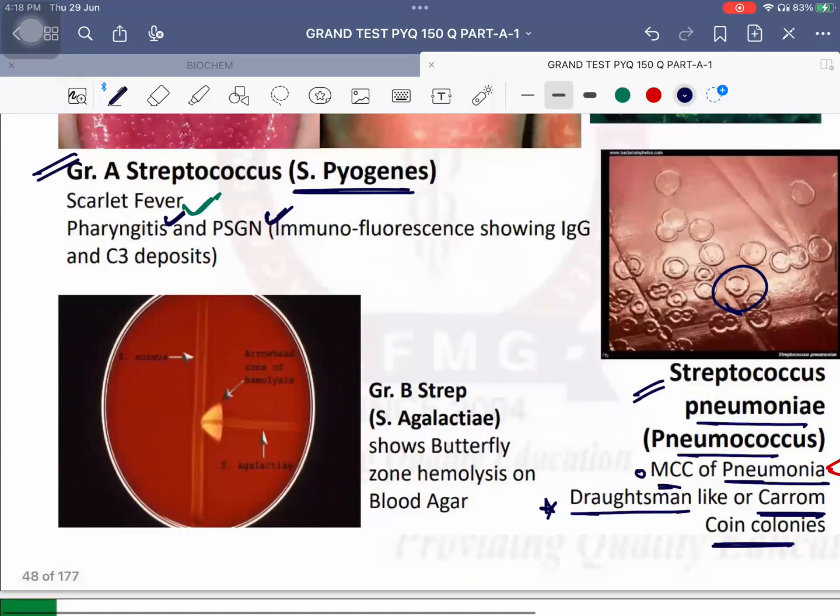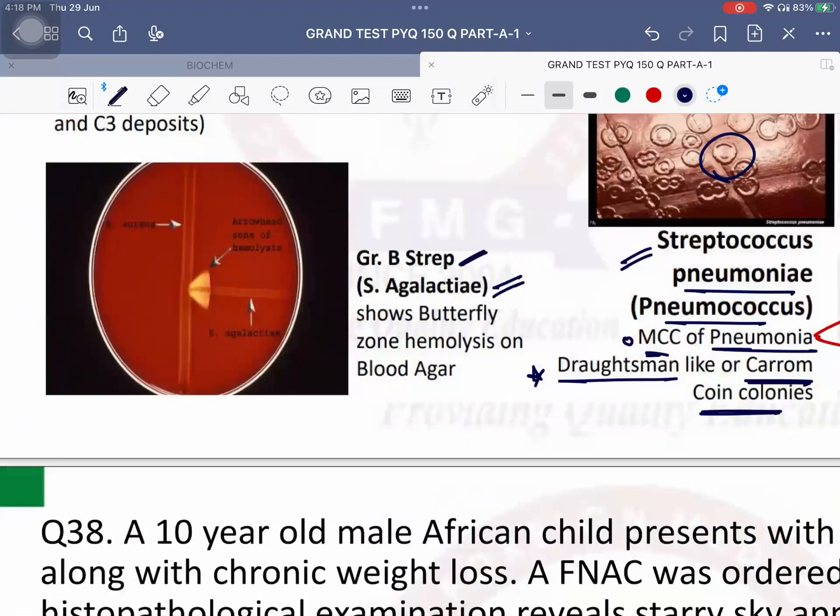Okay, please remember. Group B Streptococcus is known as Streptococcus agalactiae. Important is Streptococcus agalactiae or Group B Streptococcus is the most common cause of neonatal meningitis as well as neonatal sepsis worldwide. Most common cause of neonatal sepsis worldwide, answer is Group B Streptococcus. Most common cause of neonatal sepsis in hospitals worldwide, answer is E. coli.